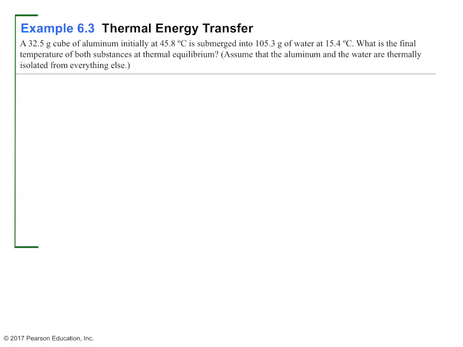Here's a problem. It says a 32.5 gram cube of aluminum, initially at 45.8 degrees Celsius. So the aluminum is initially at 48.5 degrees Celsius, is submerged into 105.3 grams of water at 15.4 degrees Celsius. What is the final temperature of both substances at thermal equilibrium? Assume that the aluminum and the water are thermally isolated from everything else. So what's happening is the heat is being transferred from the aluminum to the water. Therefore, the aluminum is going to be positive and the water is going to be negative.